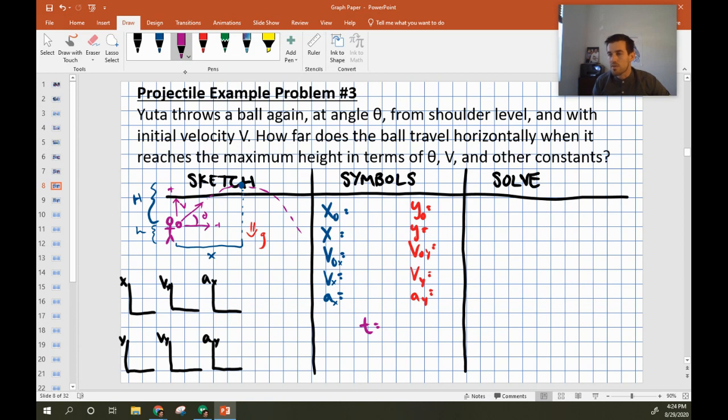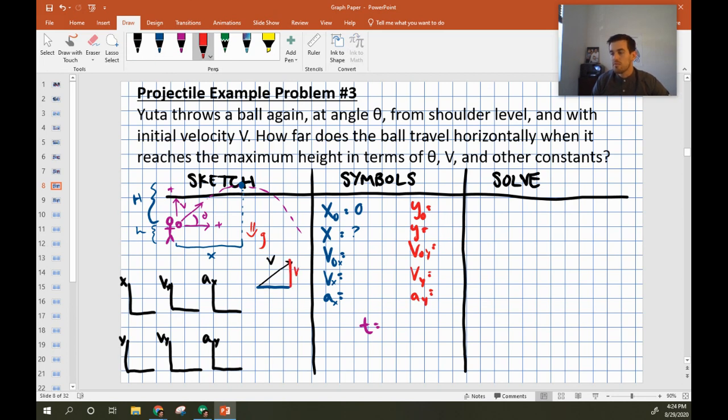Okay, now that I've defined my coordinate system and drawn my sketch, let's start using this sketch to inform my symbols. My initial position is 0 because that's how I defined it. And my final position is what I'm trying to figure out. For my velocity in the x direction, I have to go back and do that triangle thingy. If this is v, let's try and color code this. I've been trying to be good about that today.